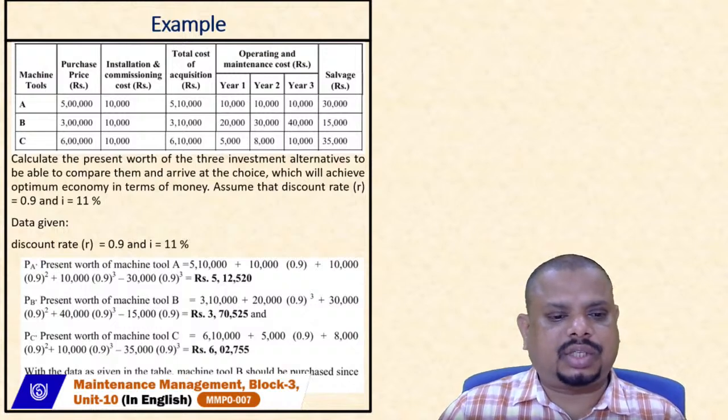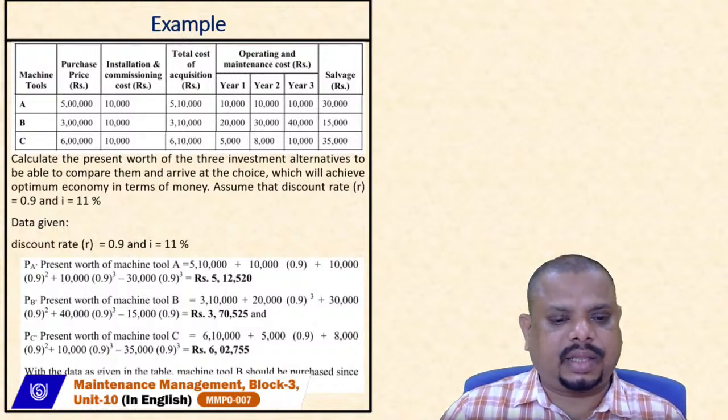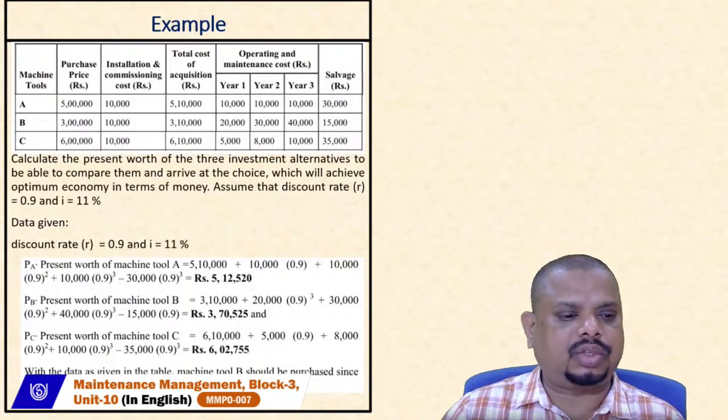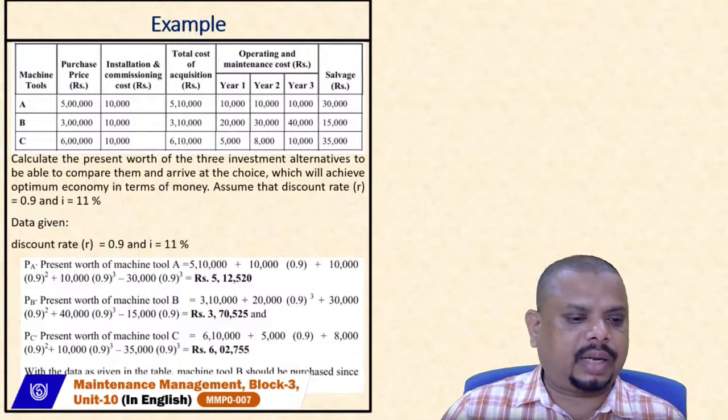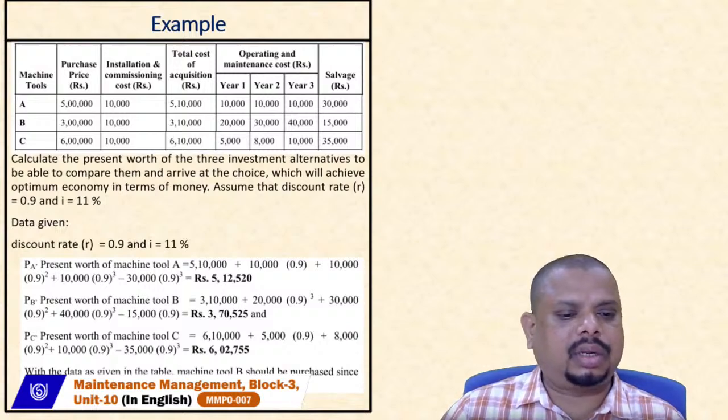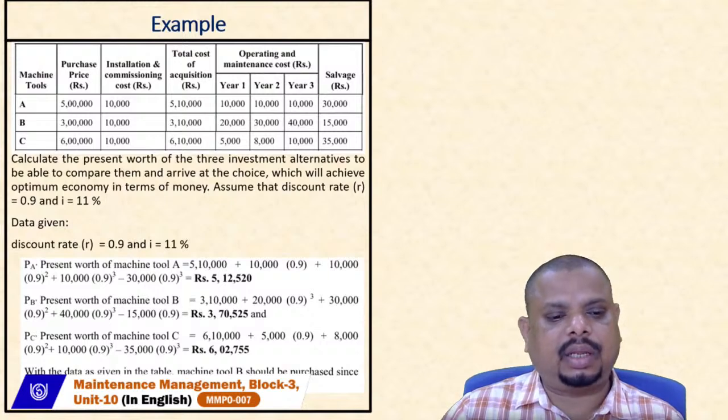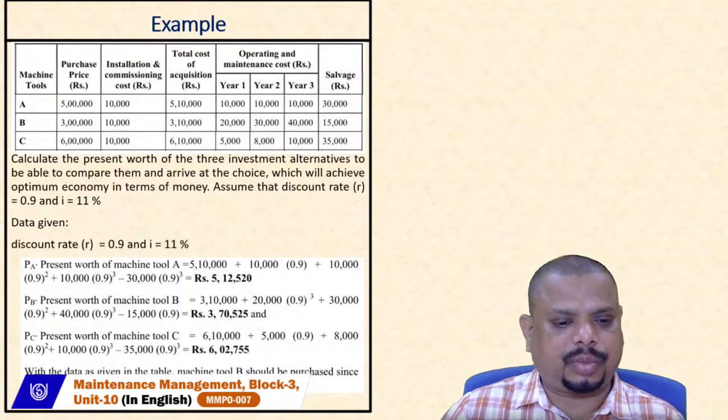Similarly, we calculate the present value for machine tool B. The capital cost is given as 3,10,000 plus 20,000 into 0.9, plus 30,000 into 0.9 squared, plus 40,000 into 0.9 cubed, minus 15,000 into 0.9 cubed, and that equals 3,70,520 rupees.